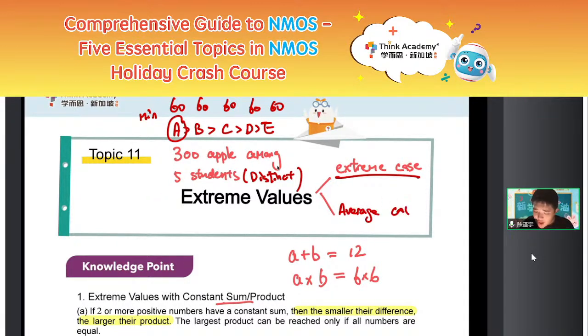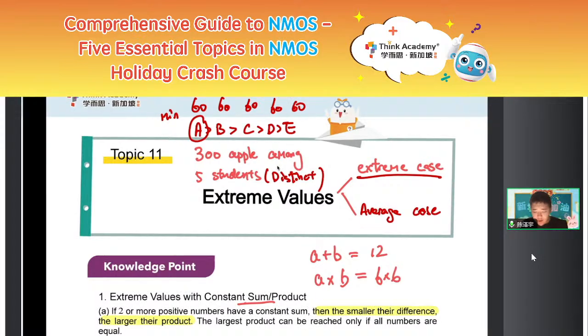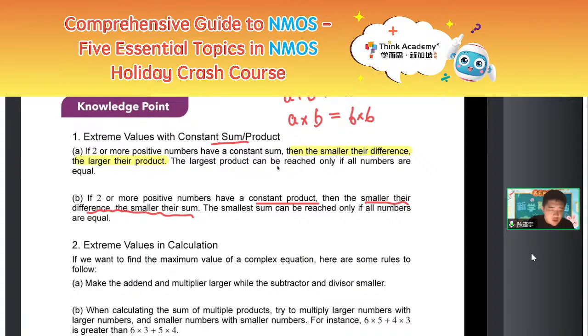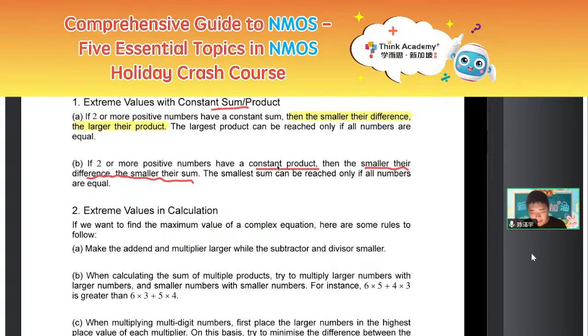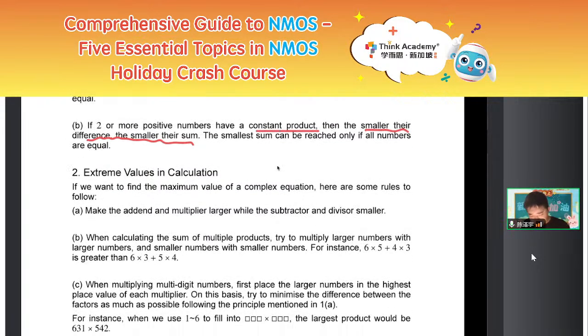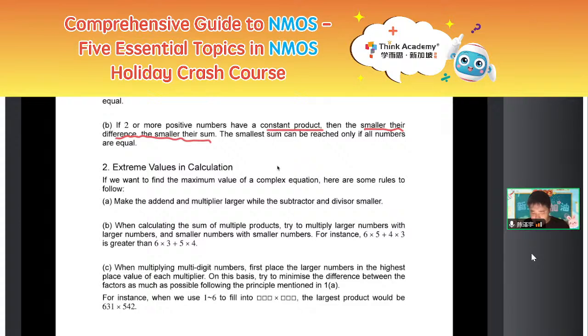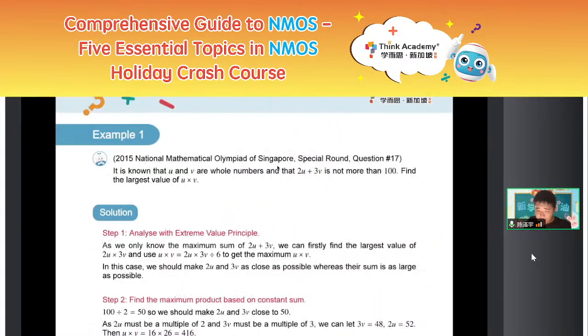So the extreme idea only comes together with these two cases: it's either the most extreme or the most average. This is the idea of extreme values. This is called the extreme principle, with the constant sum and the constant product. Try to remember this, and today I will try to go through it.